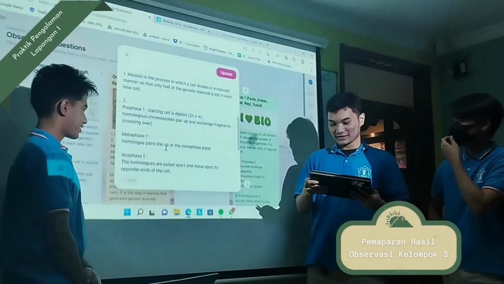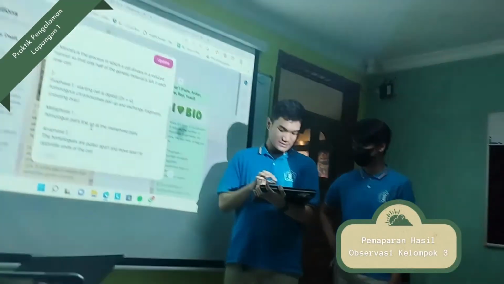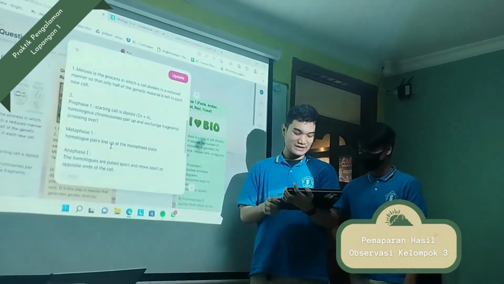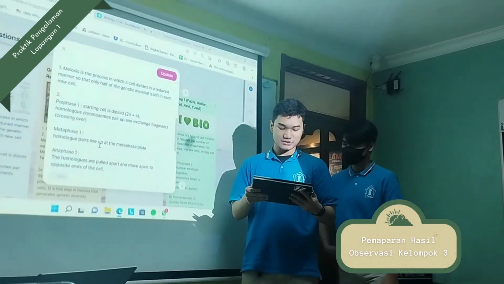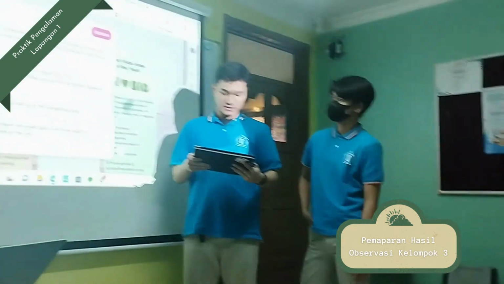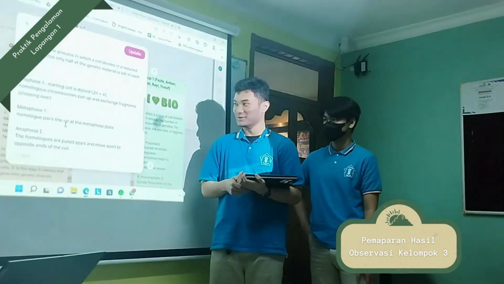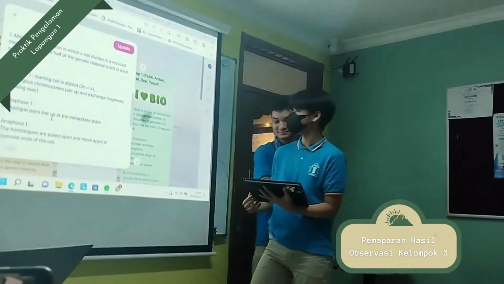Please find on the internet the mechanism to reduce the number of chromosomes. Meiosis is the process in which a cell divides in a reduced manner so that only half of the genetic material is found in each new cell. And number 2, there is the process of meiosis.